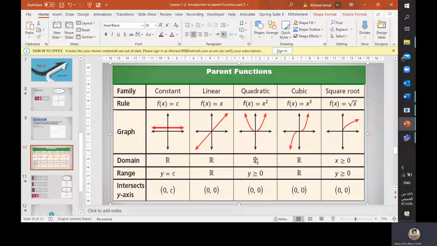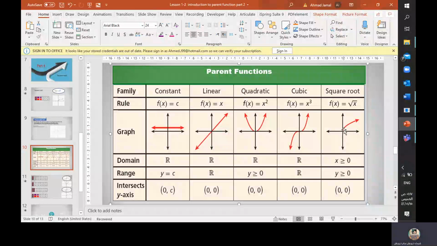Domain is related to x, so look at the x-axis. We can find 1, 2, 3, 4, 5. I have values here, and I have many values here. So all real numbers. The domain in the cubic function: all positive numbers, and here all negative numbers. Okay, so all real numbers.